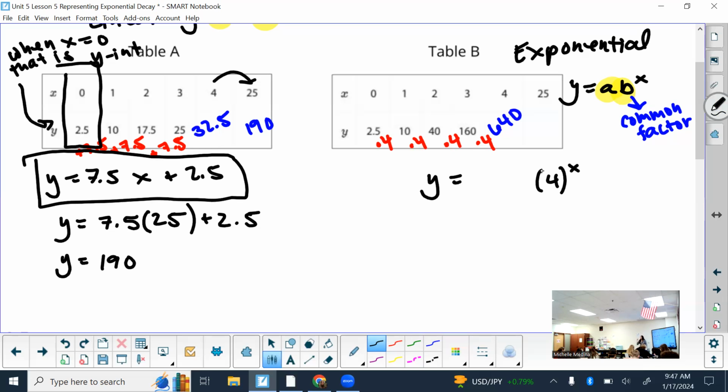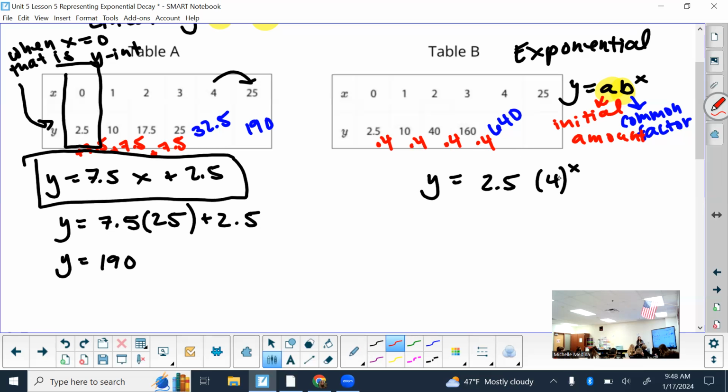Now, who remembers what A stands for? Initial amount. What's my initial amount in this one? 2.5. On a side note, that happens to be your y-intercept. Always, just so you know, your initial amount is your y-intercept. But yeah, now I have the equation.